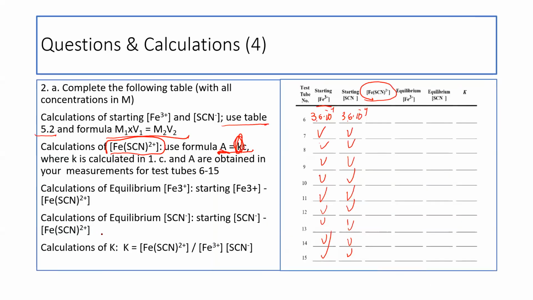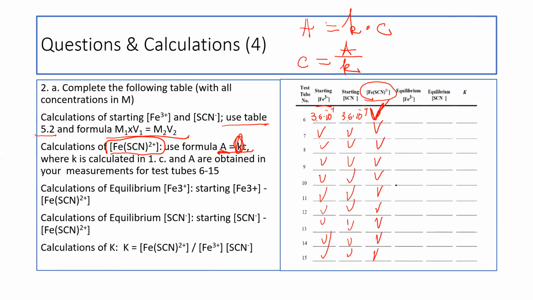So for the first concentration of the iron thiocyanate, we know that A is equal to k times C, right? To calculate concentration, which is C, you have to divide A by k and record your result. And for the rest, the same. Okay, you will do that.